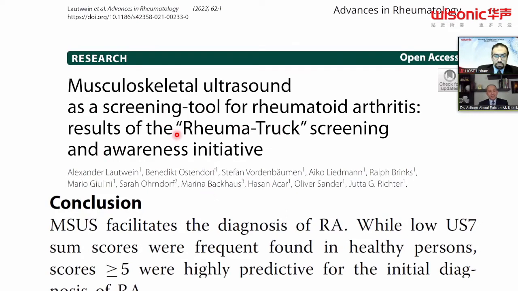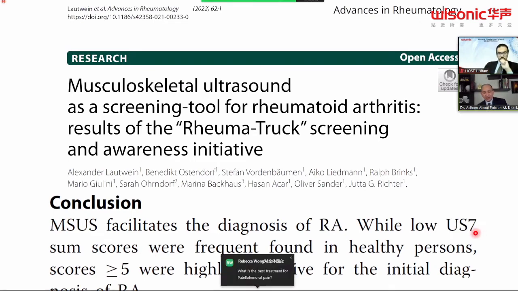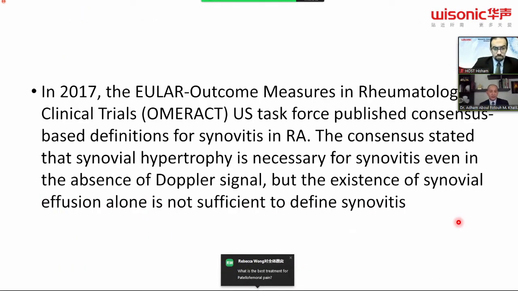This is another paper that studied the Rheuma truck screening and awareness initiative, a screening tool to detect early rheumatoid arthritis in those patients. While an ultrasound score of 7 was very frequently found in healthy persons, meaning you can have some activity in 1 or 2 joints without clinically important information, a score of 5 or more is really highly predictive of an initial diagnosis of rheumatoid arthritis.